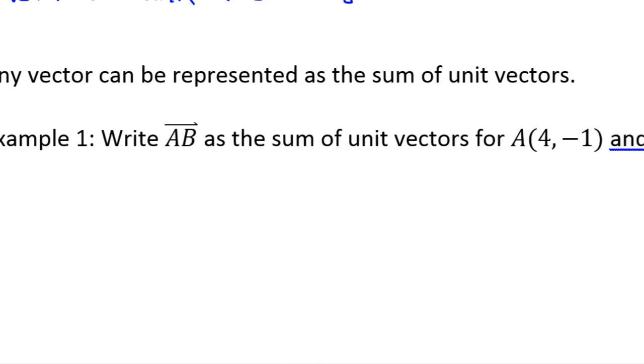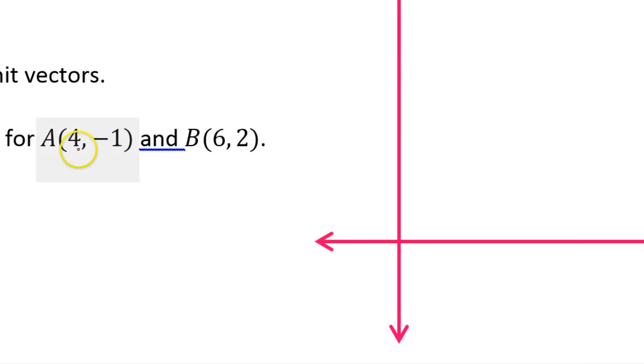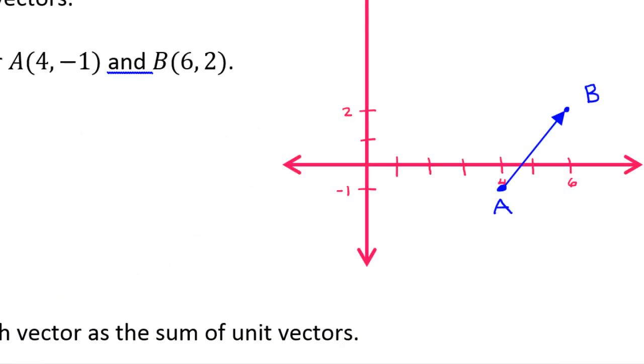For example, let's say we have vector AB that goes from the point 4, -1 to the point 6, 2. The vector would look like this. Now, in component form, we would say the horizontal component is 2 and the vertical component is 3. From A to B, we're going right 2 and up 3, so we would go like this, 2, 3. That's component form.